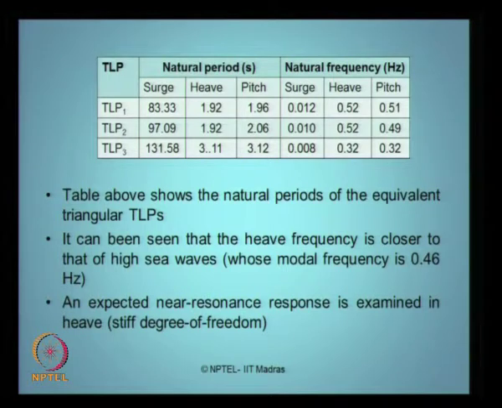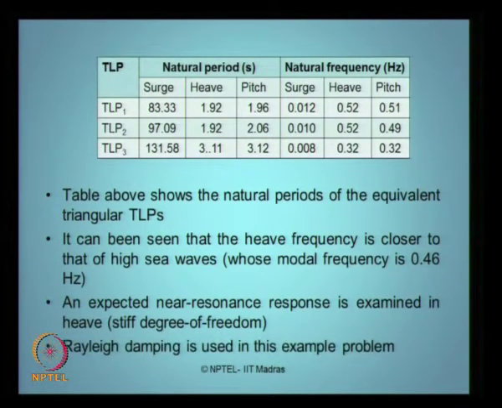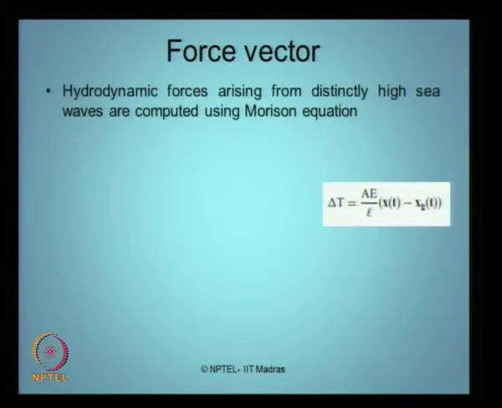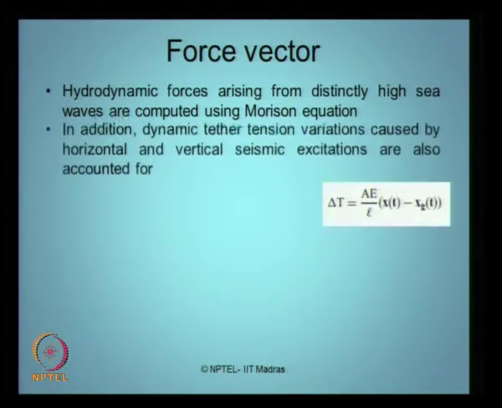So, it is expected that a near resonance case can happen. In this case Rayleigh damping is used in the example problem. The force vector in your equation of motion, which arises from distinctly high sea waves, is computed using the simple Morrison equation, because D by L of 0.2 is valid here.